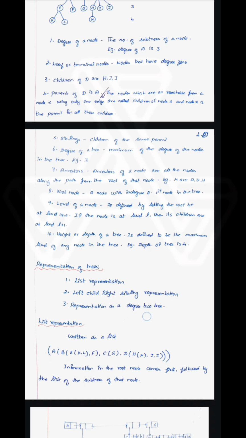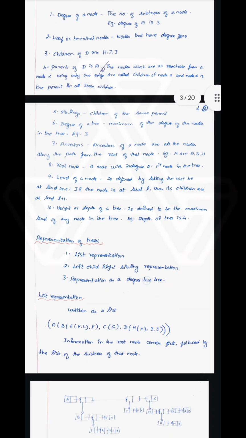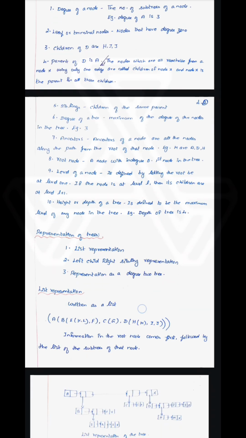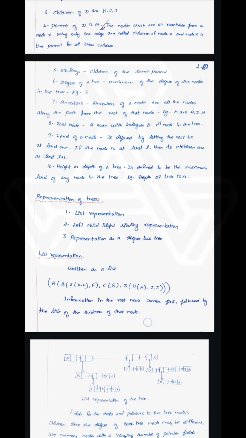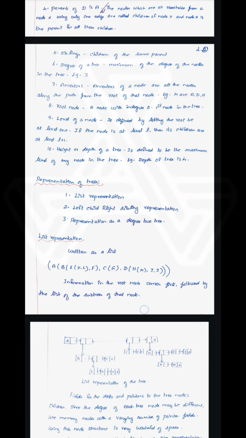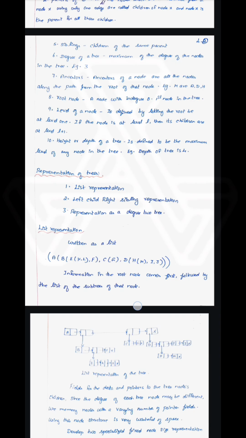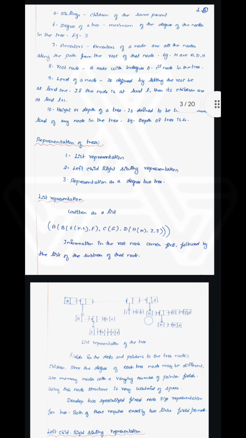Ancestors of a node are all the nodes along the path from the root to that node. The root node is a node with in-degree 0, the first node in the tree. The level of a node is defined by letting the root be at level 1. If a node is at level L, then its children are at level L plus 1. Height or depth of the tree is defined to be the maximum level of any node in the tree.